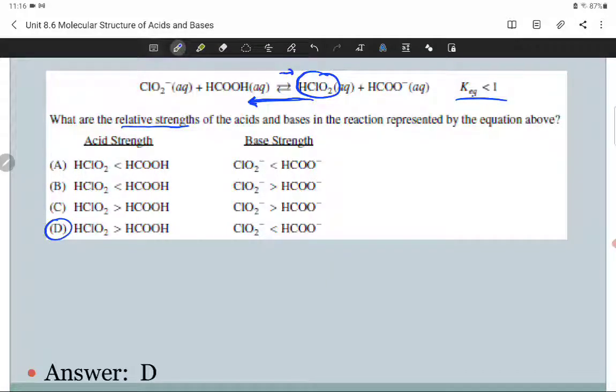Relative strengths of the acids. So again, that's an acid and that's an acid. Which acid's stronger? It has to be the HClO2 is stronger than that. And so that puts us down to C and D. And then remember that the relative strengths of the acids are opposite to the bases. But we could also look at this. So the HCOO minus has to be stronger than that because we're moving more right to left. And there we go.